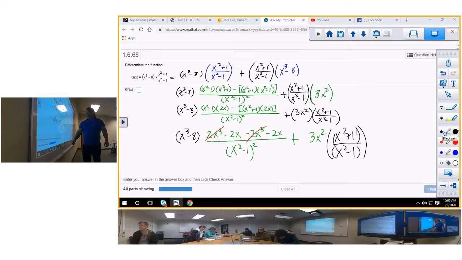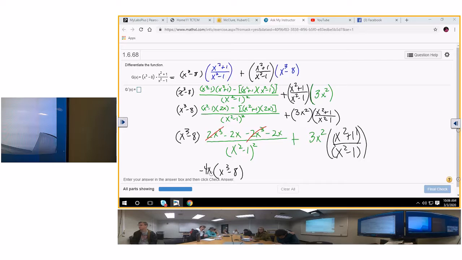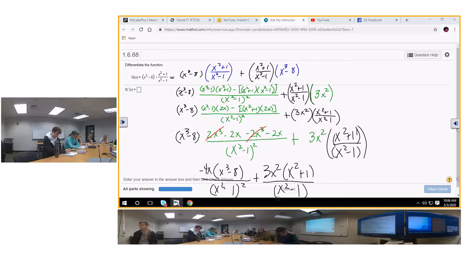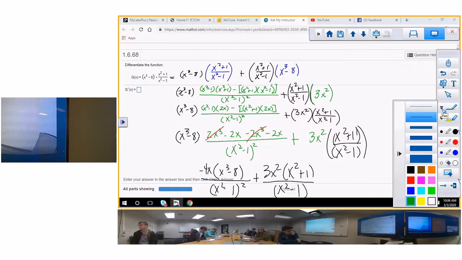So, x cubed minus 8 times negative 4x over x squared minus 1 quantity squared plus 3x squared times x squared plus 1 over x squared minus 1. Now what do we need to do? Get a common what? Denominator. So I'm going to multiply the second one by x squared minus 1. So I'm going to do that in magenta.